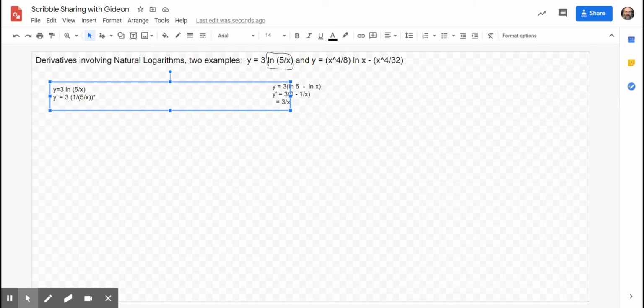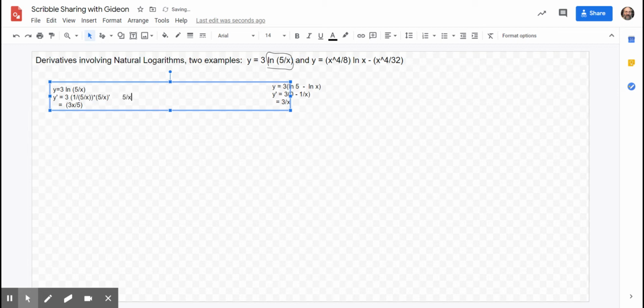I'll break it up into 2 steps so it's a little more obvious. 5 over x is what has to be taken the derivative of. The chain term is the derivative of the inside term. So I hope showing that reminds you of how the chain term is working. 3, if you don't mind, I'll simplify the first term into 3. 1 over 5 over x looks like 3x over 5. And then what's the derivative of 5 over x? Well, I'll just tag this on.